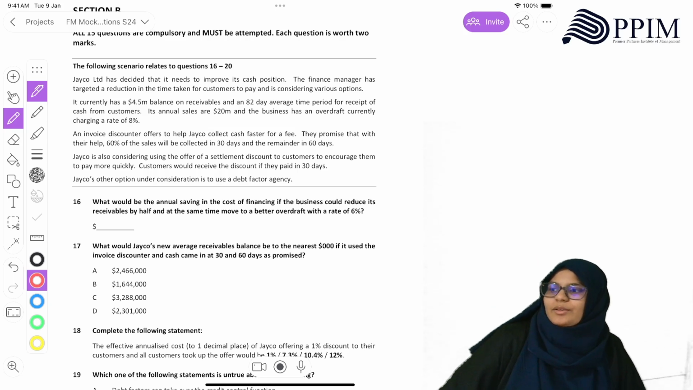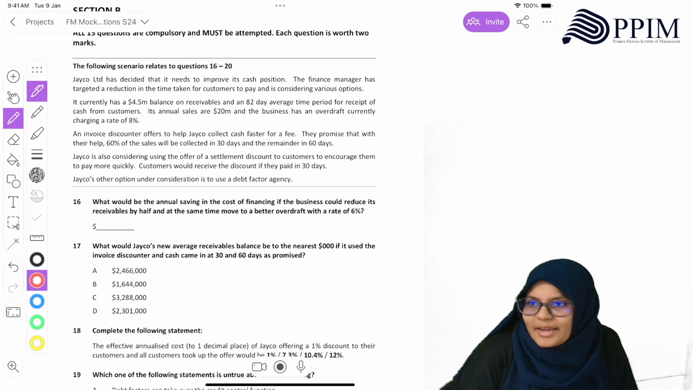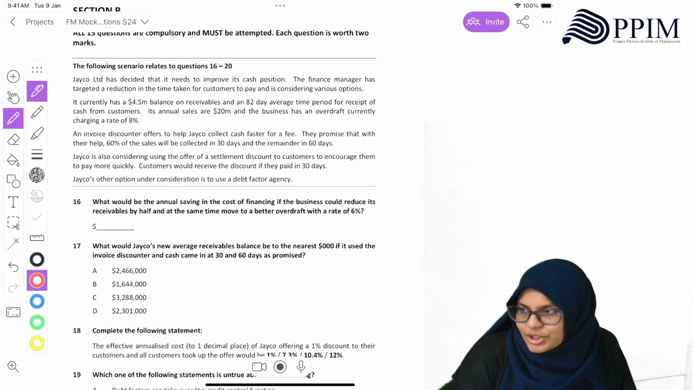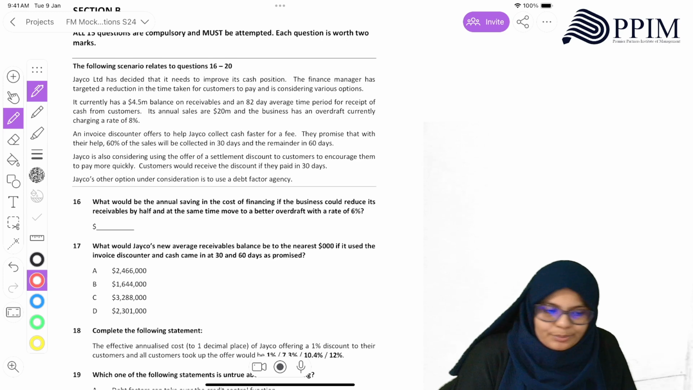Okay, so let me read through what it says. JCO Limited has decided that it needs to improve its cash position. The finance manager has targeted a reduction in the time taken for customers to pay and is considering various options. If you want to improve your cash position, one thing is to tell your customers to pay early. So that's what they're trying to do.